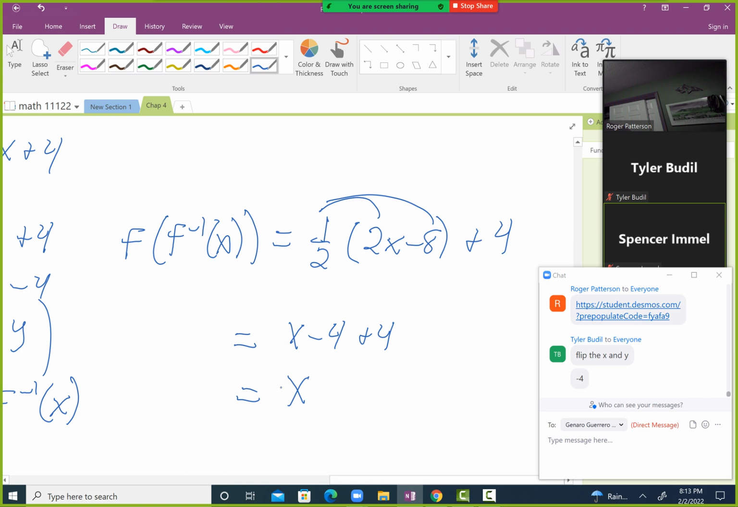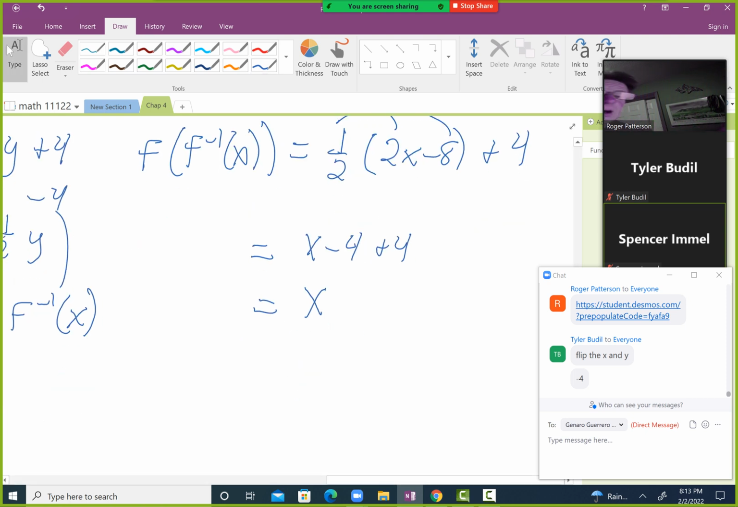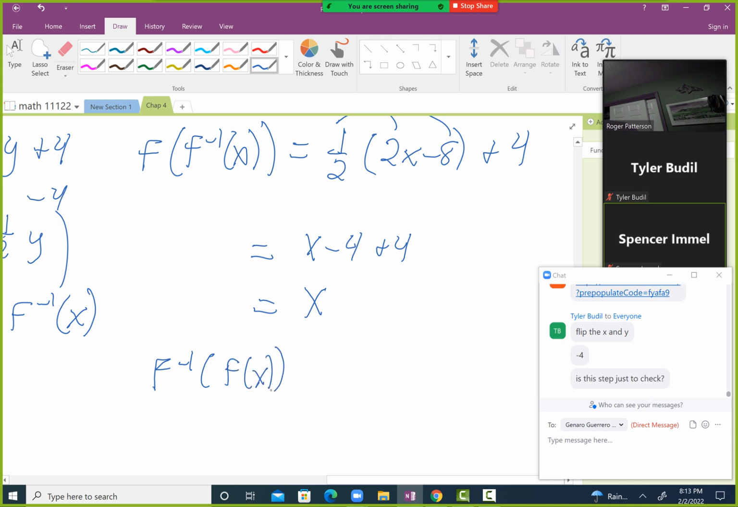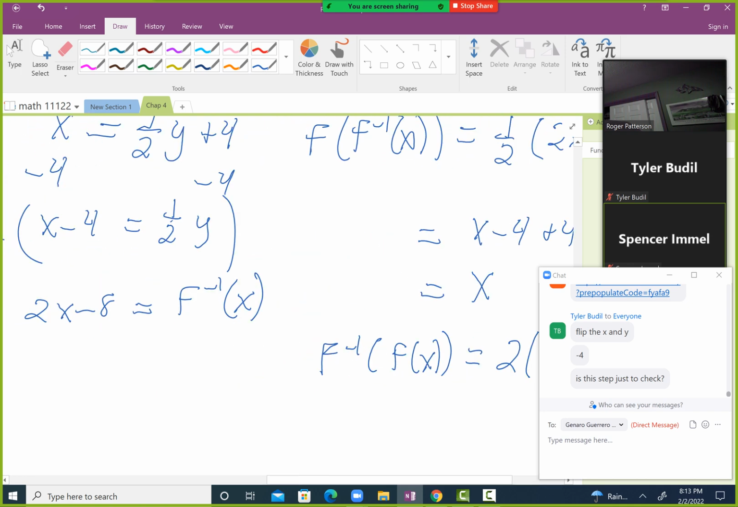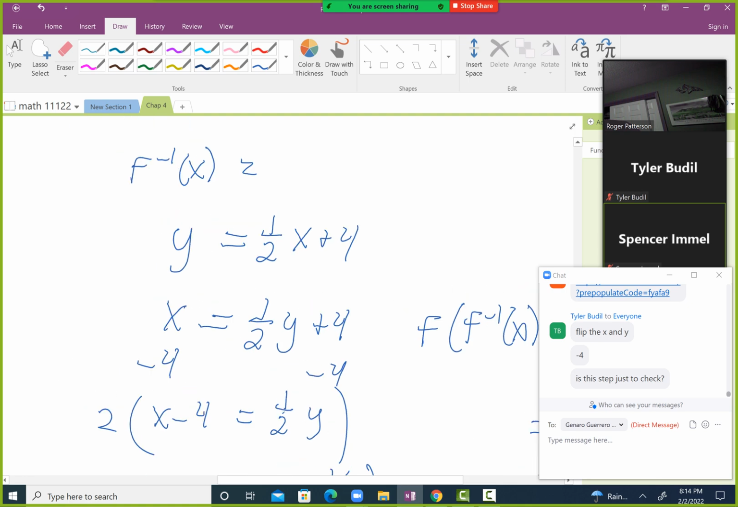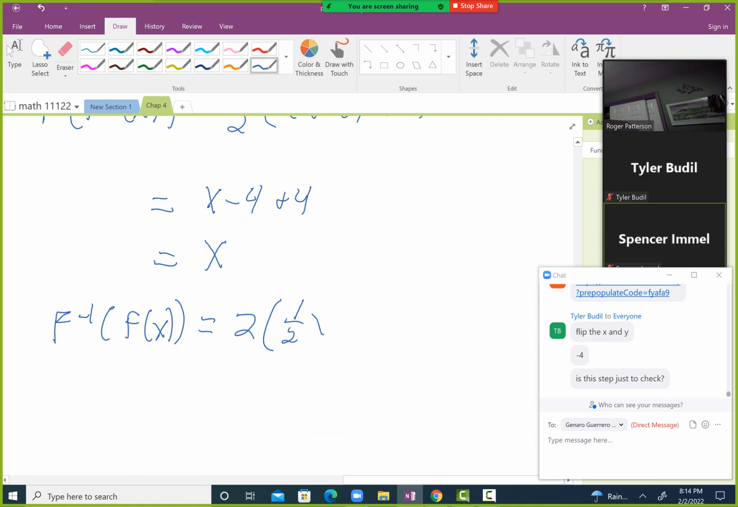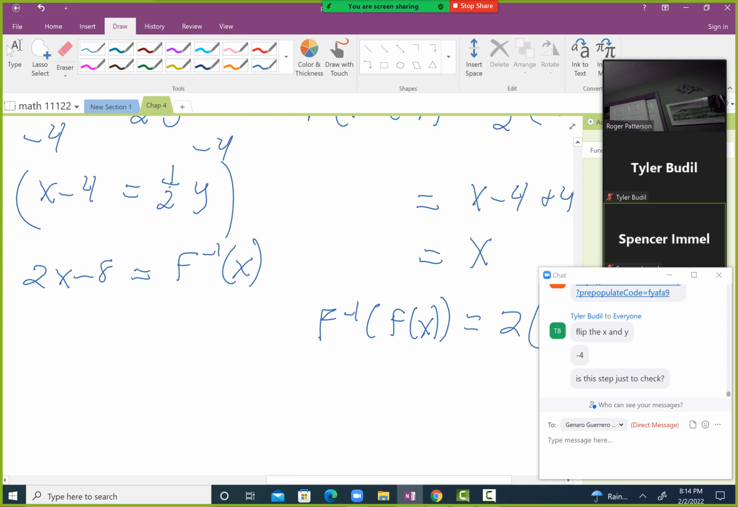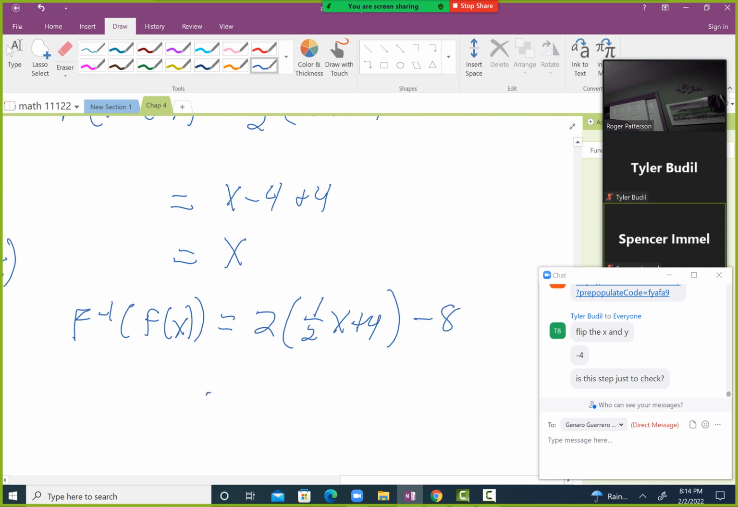All right. Now, remember what we were talking about? Compositions, they're not commutative, right? Yeah, Tyler, you're right. So now I'm going to take the f inverse, okay, which was 2x minus 8, and I'm going to put the original f into that. Oops, I think I got it backwards here. I'm going to take the 2 times my original f function, which was 1/2 x plus 4, and minus 8. Okay, here we go. 2 goes into here. I get x plus 8 minus 8.